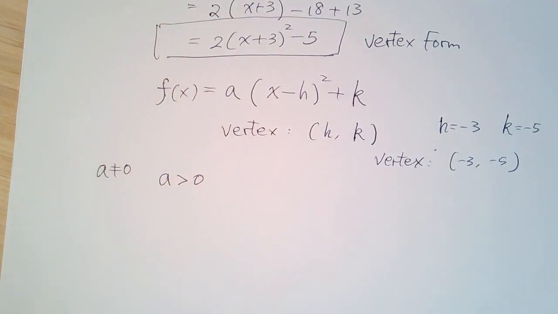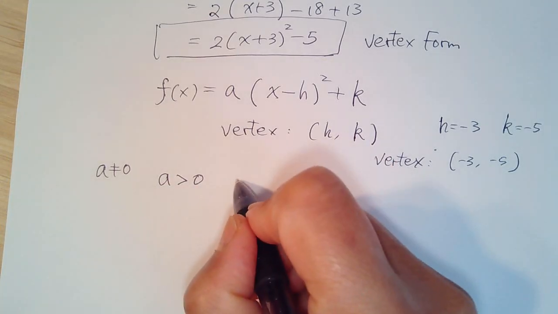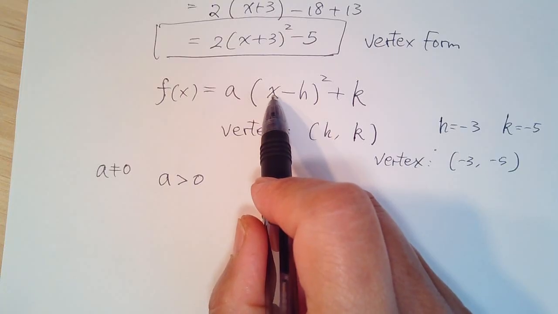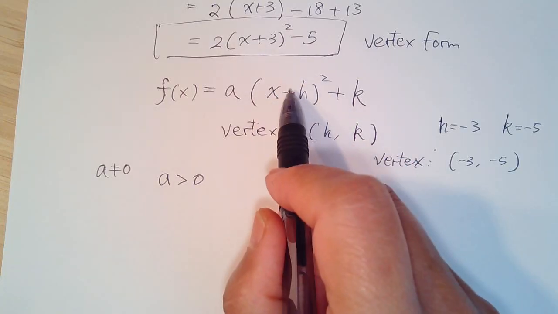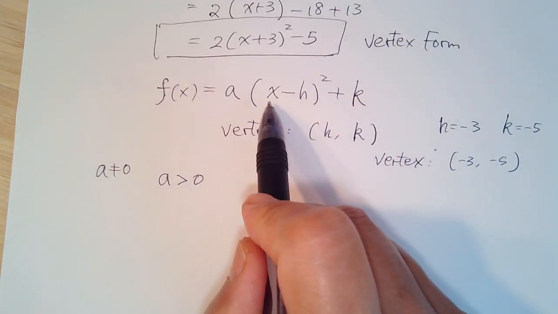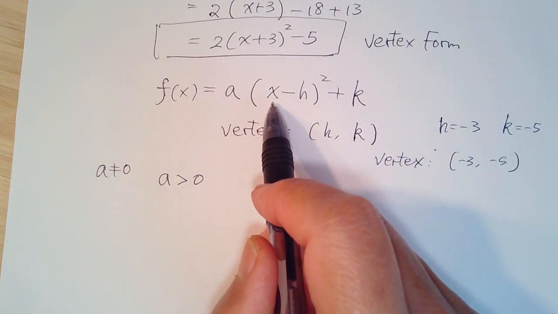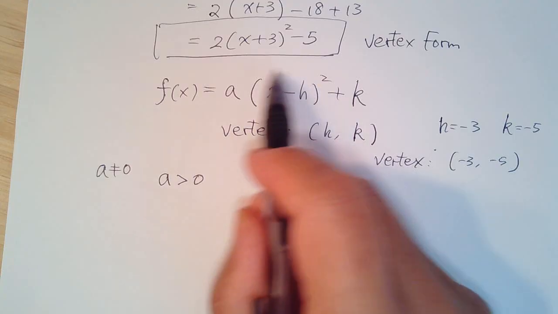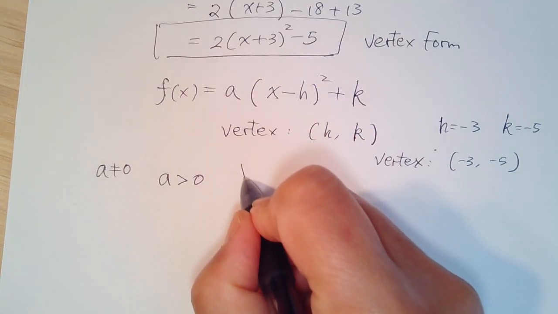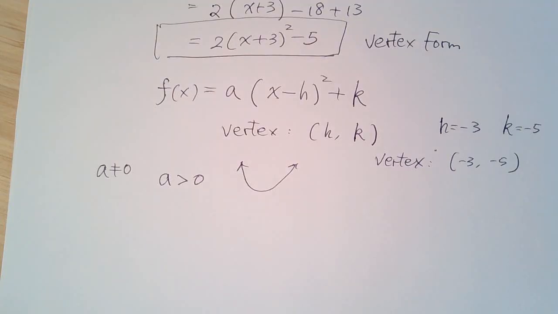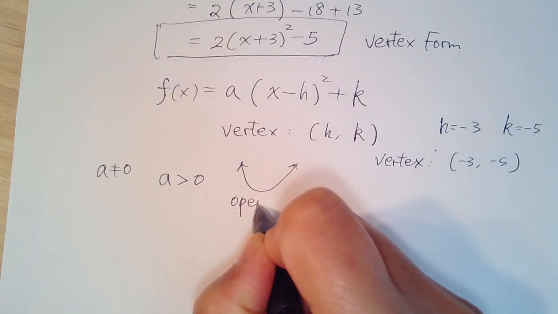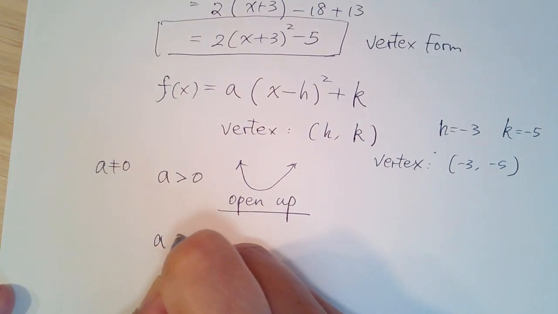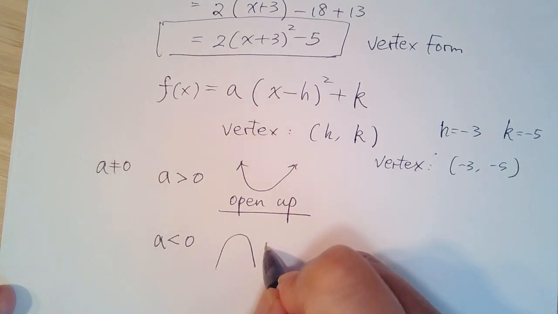However, when a is greater than 0, when x becomes a huge number, its square is also a huge number, and then you multiply by a positive number, so it goes up. And when x goes to negative infinity, like negative 1,000,000, and you square that, you get a very, very big positive number. So it's going to look like this, because that's the end behavior, right? We call this open up. So when a is positive, your graph opens up, and when a is less than 0, or negative, it goes like this: it opens down.